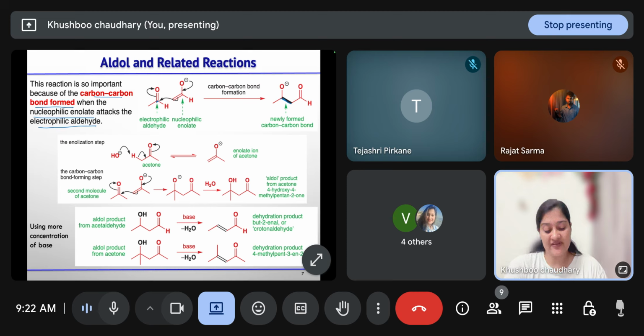Now, if we see the mechanism of this reaction, the first step is the enolization step, where your base will abstract the alpha hydrogen and enolate will generate. So this is the enolization step where your enolate is forming. And then the second step is the attack of this enolate on the second molecule of your carbonyl compound. And after protonation, you will get your beta hydroxy ketone.